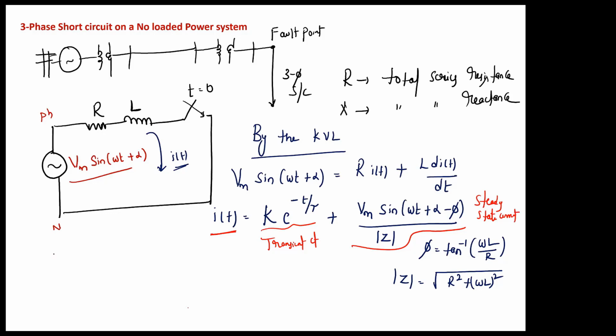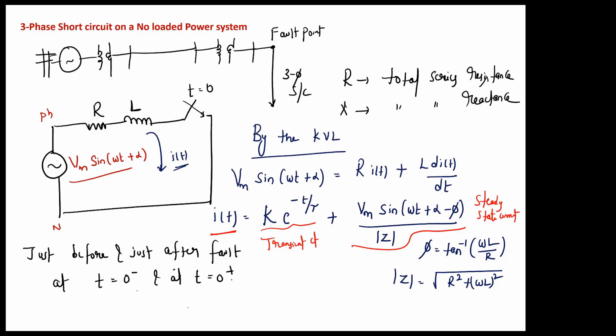Understood. Just before and just after fault, that means at t equal to 0⁻ and at t equal to 0⁺, what is the current flowing through this no-loaded circuit before occurrence of fault? 0. Then what will be the current flowing through the circuit just after occurrence of fault? Because an inductor does not allow sudden changes in current, i(t) will become 0.